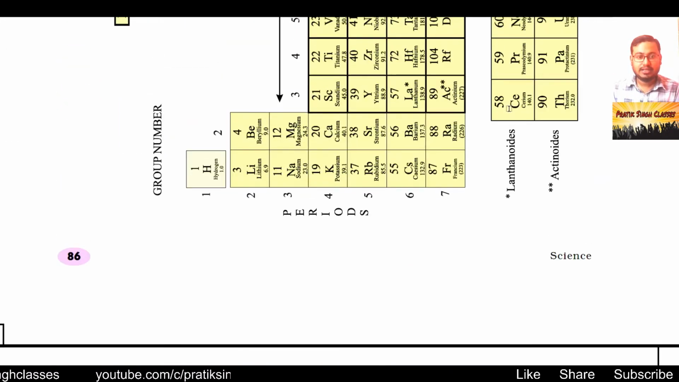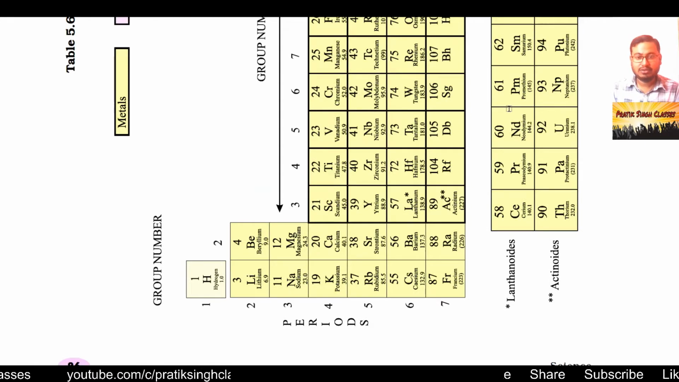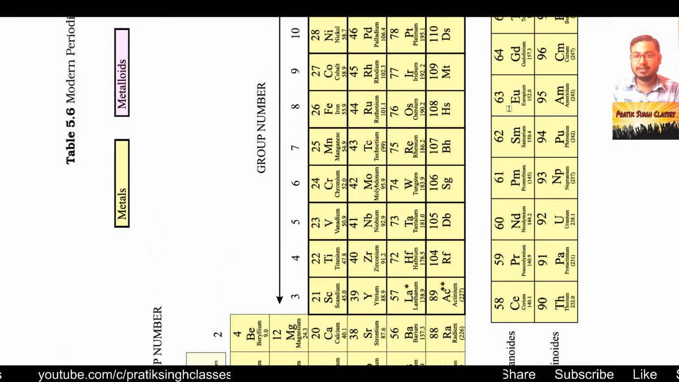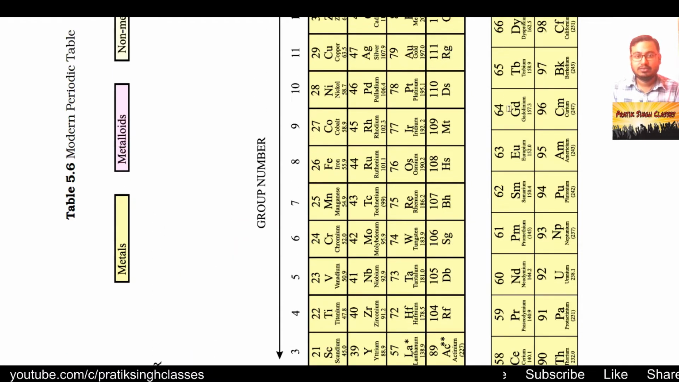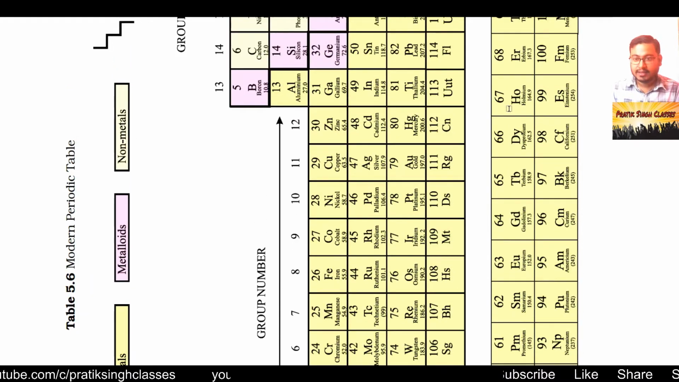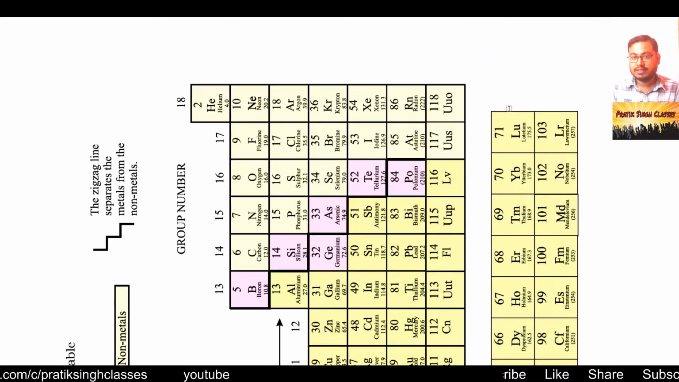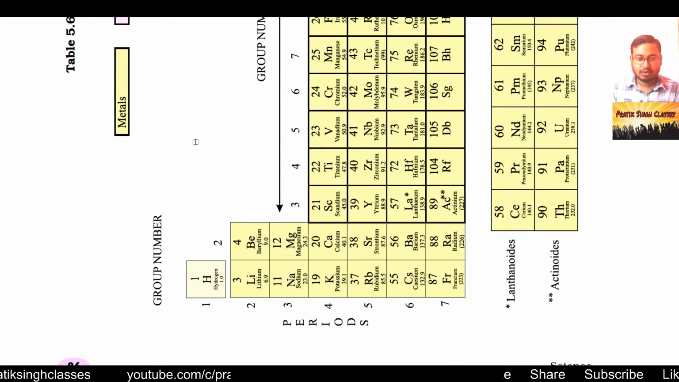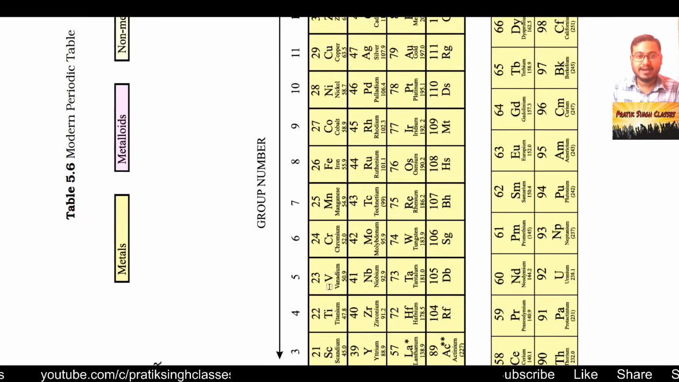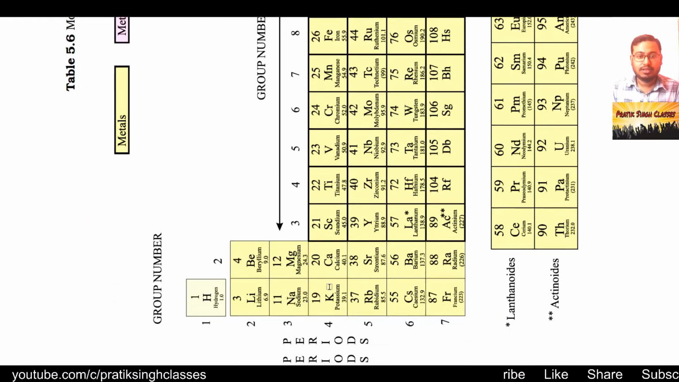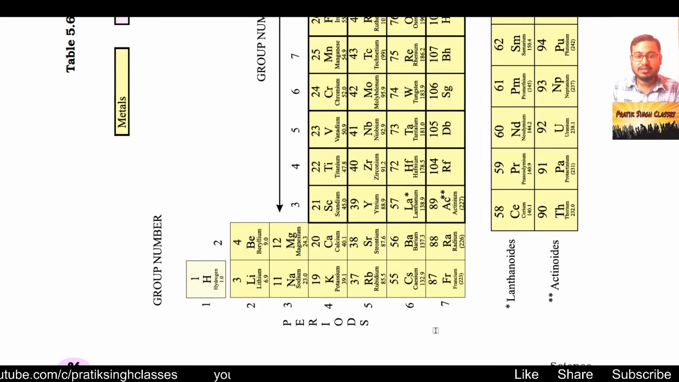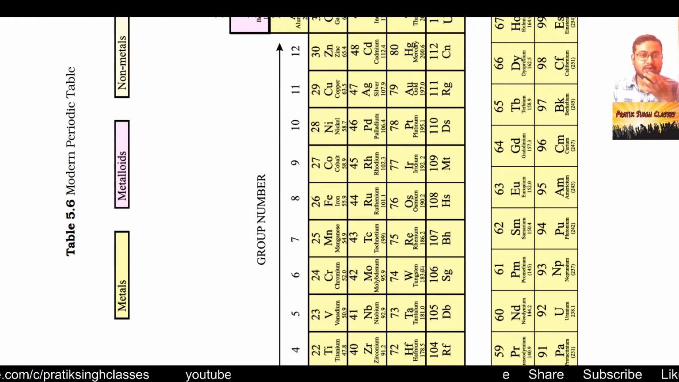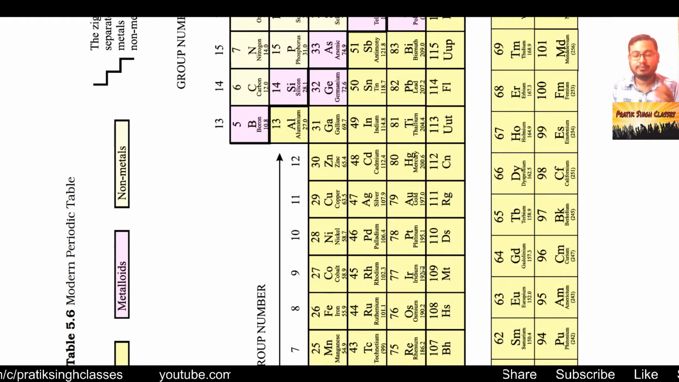As you can see in this table, sorry, I am recording this from my laptop and can't tilt my screen, so you just tilt the screen of your mobile phone to see it. From top to bottom are called groups, and from left to right are periods. Here you can see totally 7 periods and 18 groups arranged in the modern periodic table.